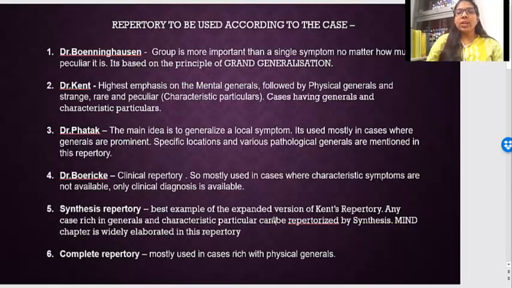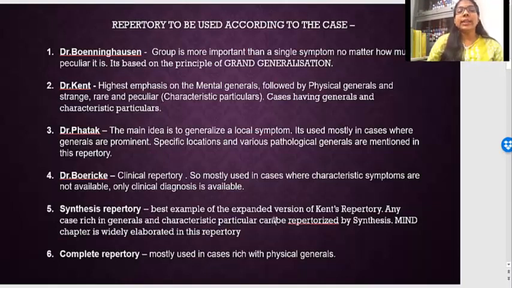So whenever you get different types of cases, you have to use different repertories. For example, the theory of Dr. Boenninghausen was based on the principle of grand generalization. Dr. Boenninghausen said, what is true to a part is true to a whole. So he gave more importance to the group than the single symptom, no matter how peculiar it was. So whenever you have to repertorize using Boenninghausen, you have to focus on the grand generalization.